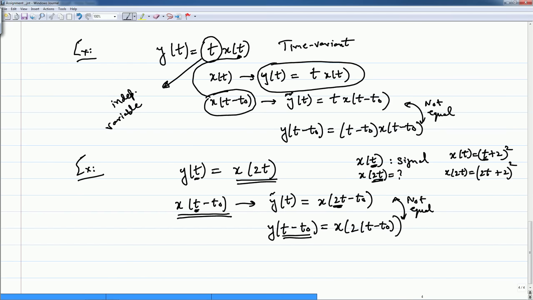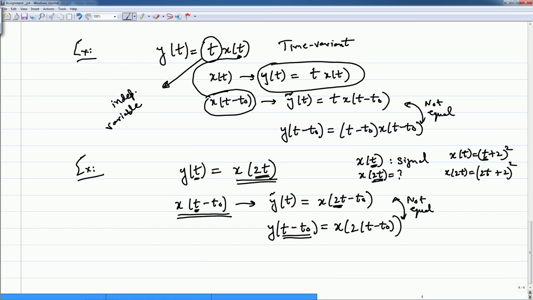So, once again, this is another useful hint to have. If you have constants multiplying the independent variable inside an argument, it's not going to be time invariant. So, the only trick here is the definition of functions, independent variable, dependent variable.